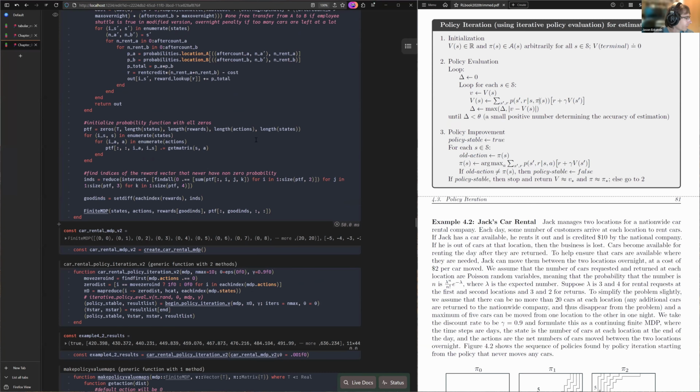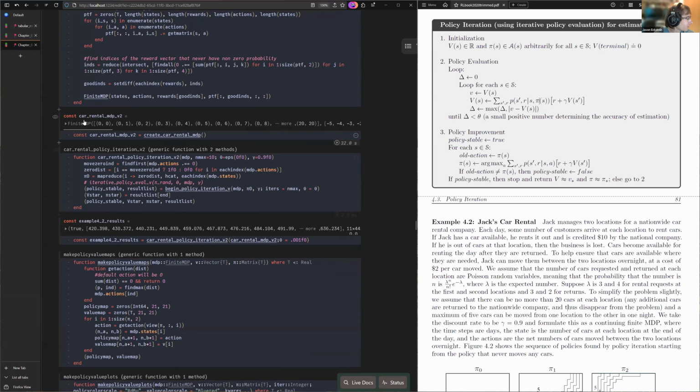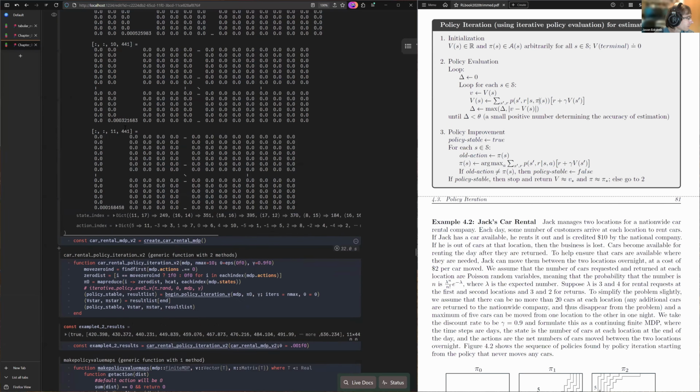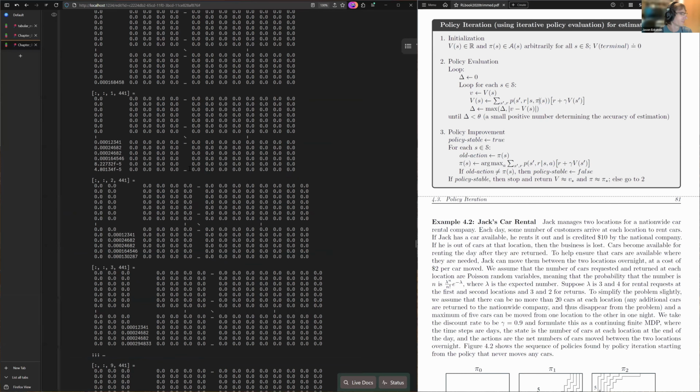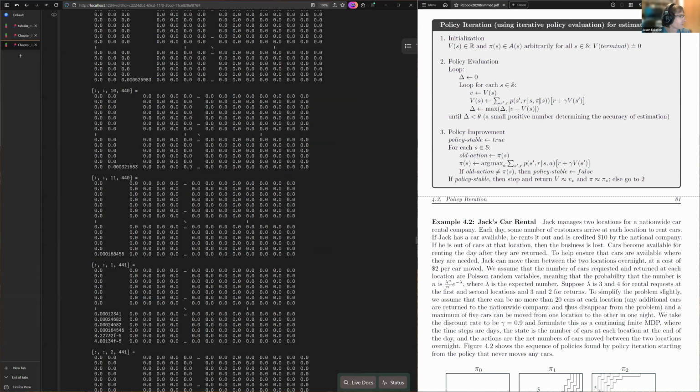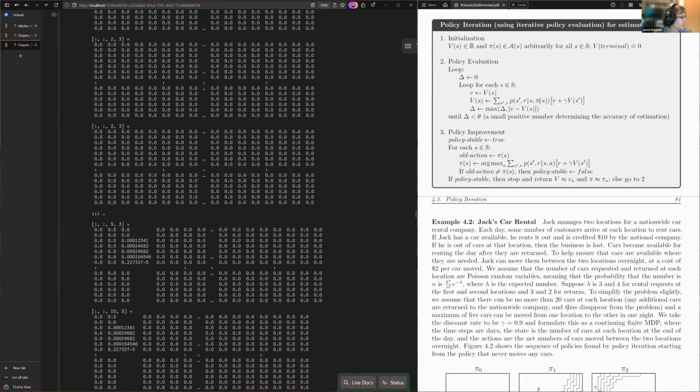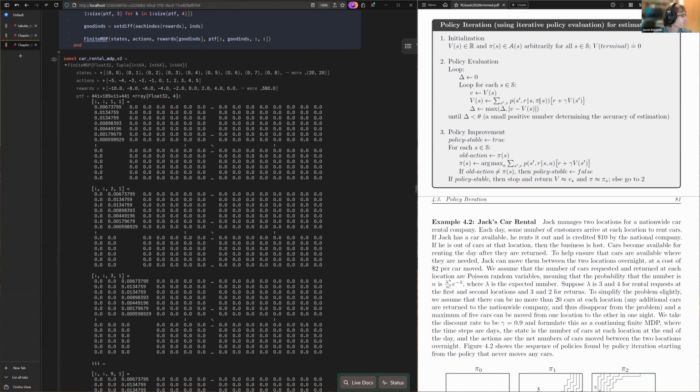So we end up with this. If you want to see the actual details, this is a very sparse matrix, but this whole thing, this PTF here, this 4-dimensional array, is what contains all of these probabilities. And you can see the reason why this isn't the most efficient way of doing this is because you can see how sparse this matrix is.